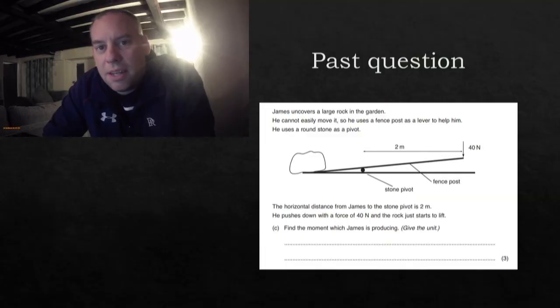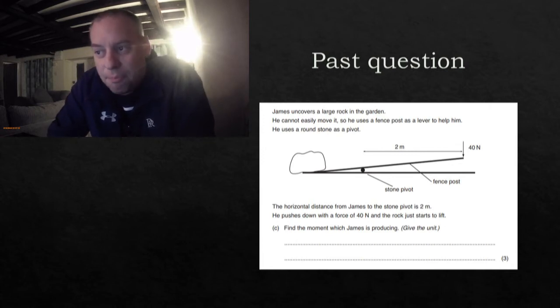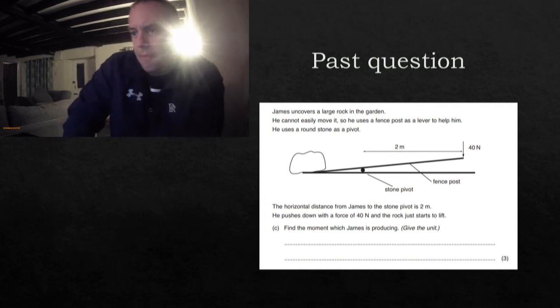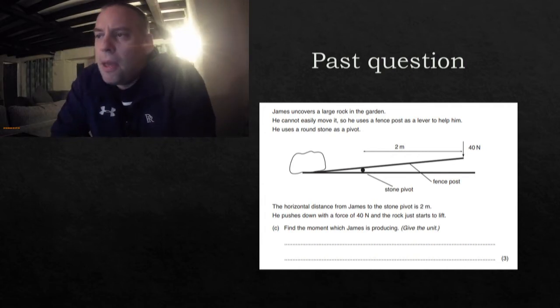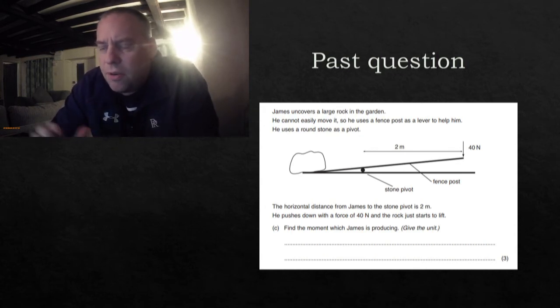Brilliant. So we've learned that to answer moment questions, we need to treat both sides of the pivot the same. Now, what I've put on the screen now is a past paper. This is a long time past, almost 15 years old, this paper. But the principle's still the same. So here is a question.